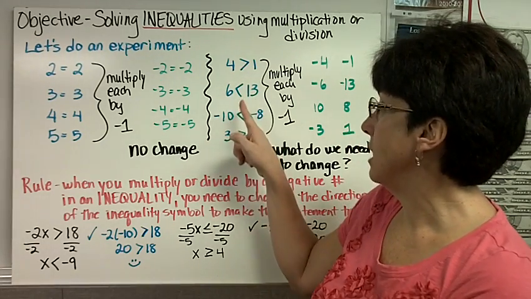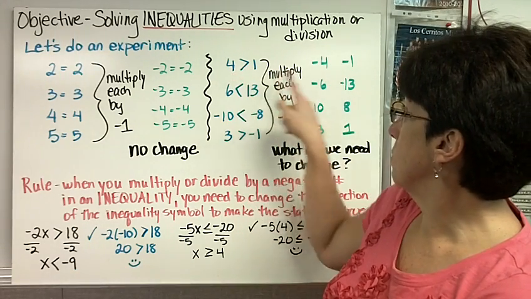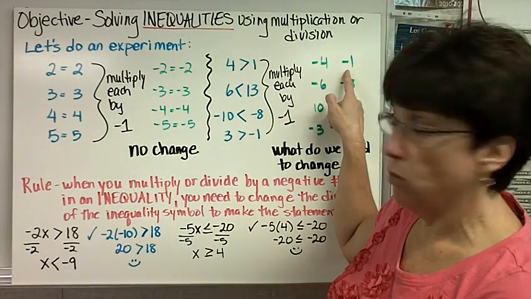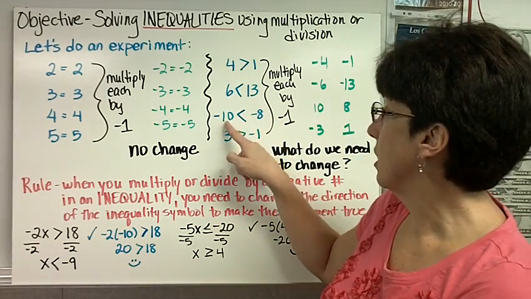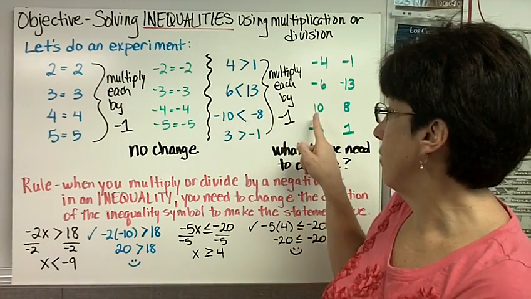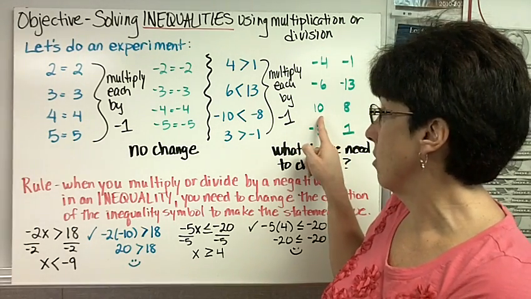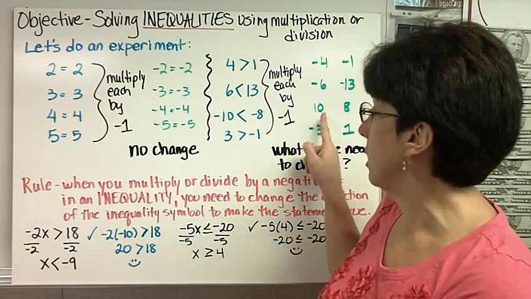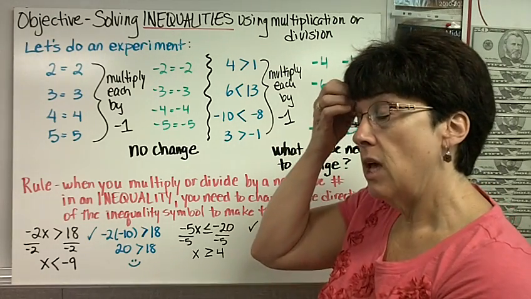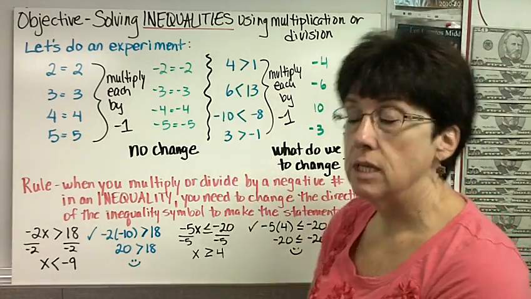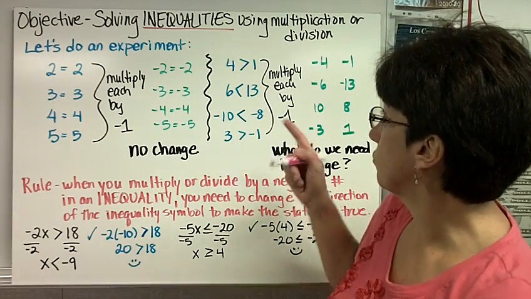Now let's multiply each of these by -1. So this becomes -4 and -1, -6 and -13, -10 and -8. When I multiply them by -1, they become +10 and +8, because remember, negative times negative is positive, and these become -3 and +1. If I carry over my inequality symbol the same way that it is, is that statement still true?